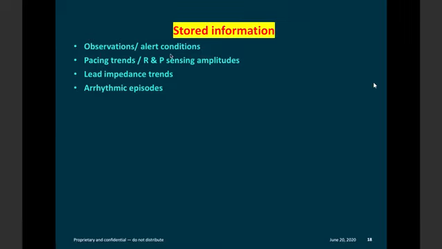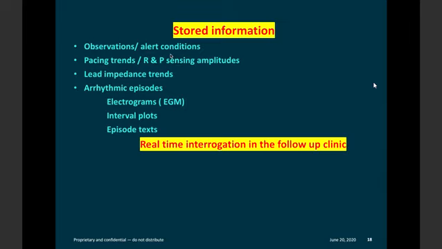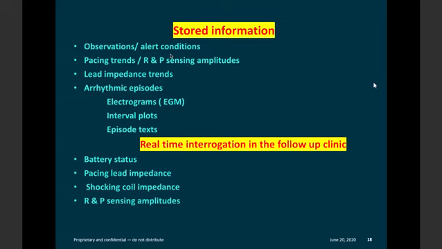So, arrhythmic episodes are also stored in the data bank of the device. We have electrograms which are stored. We have interval plots. We will see the details. We have text of the episode. All this gives you information about whether the shock was for the right reason or for the wrong reason. And of course, when the patient is right in front of you, you can also do real-time interrogation of the device. You look at the battery status, the pacing lead impedance, shock coil impedance, the R wave sensing amplitude, the P wave sensing amplitude, the pacing capture thresholds, like you do for a pacemaker patient. All this can be done, stored information and real-time interrogation of the device.